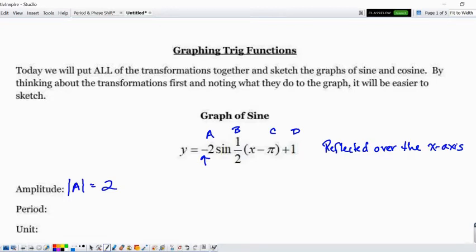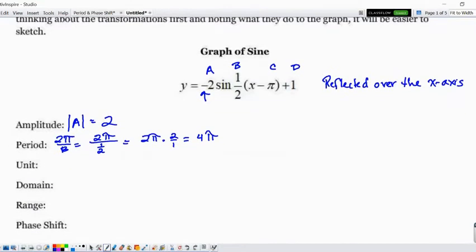Our period is 2 pi over our b value, so we'll have to do a little keep change flip here. 2 pi divided by 1/2 is 2 pi times 2 over 1. So our new period is 4 pi. We only see half of a period where we used to see an entire cycle. The unit that we're going to use as we mark our x-axis would be our period, 4 pi divided by 4. So we're going to place a mark every pi to get our graph going.